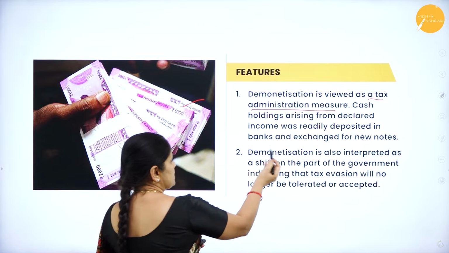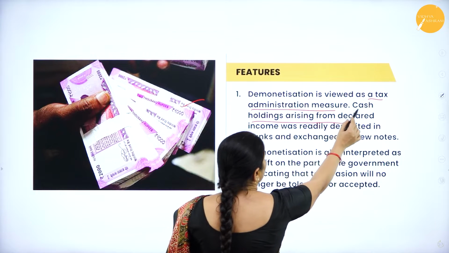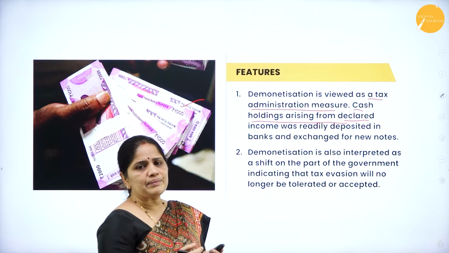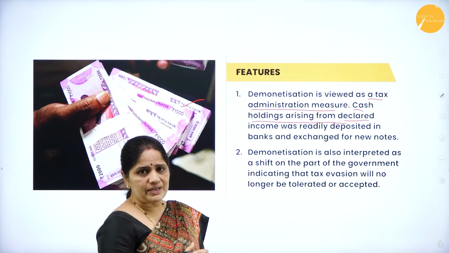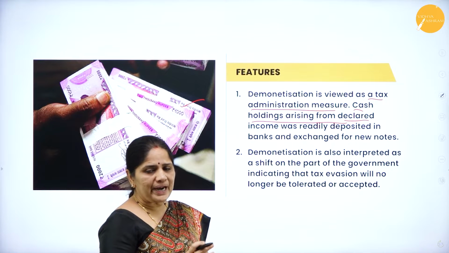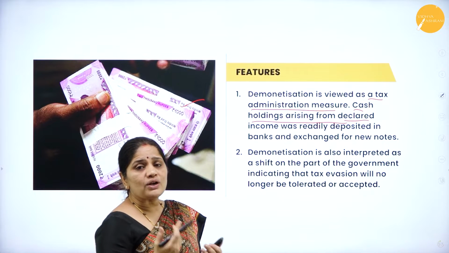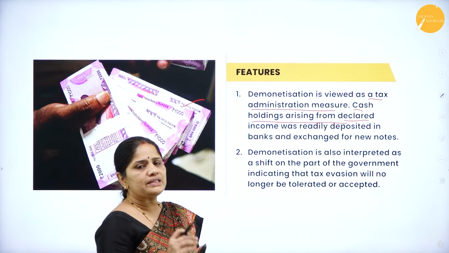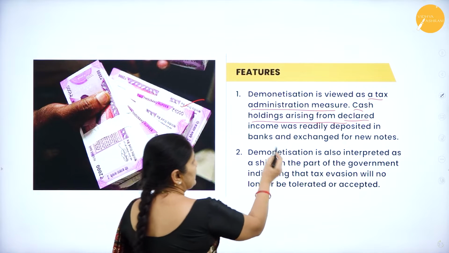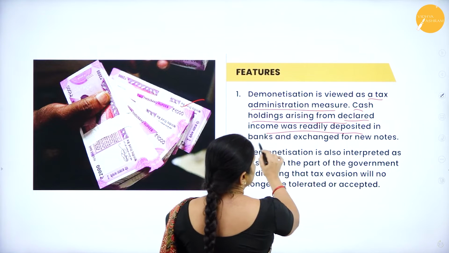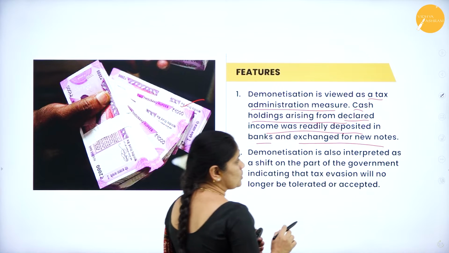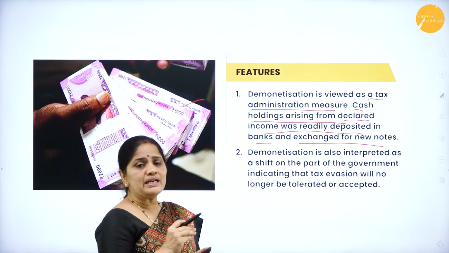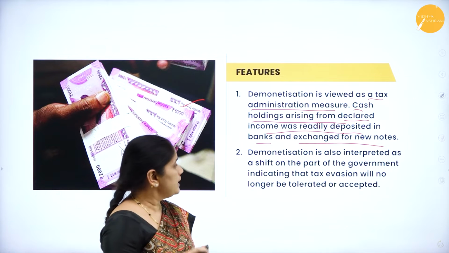It was through cash holdings arising from declared income. Whatever is the declared income, that money we will be collecting as savings for the bank accounts, but for that money for which there has been no declaration by any of the individuals, he had to pay the penalty. The declared income was readily deposited in banks and exchanged for new notes. So we could exchange the notes for the money which has been declared as income by any individual.